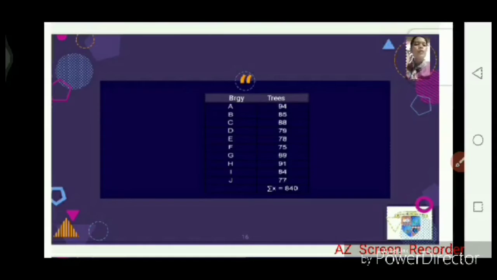To compute the mean, first, we need to add all the trees planted in each barangay. So, we add all, and the result is 840. Therefore, the total number of trees planted in 10 barangays is 840. Let's substitute it to our formula.